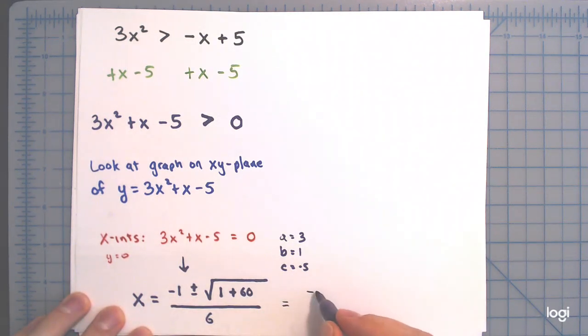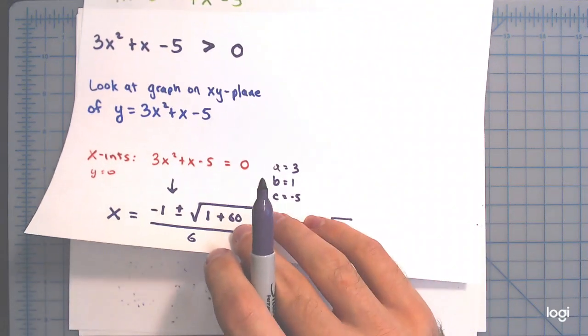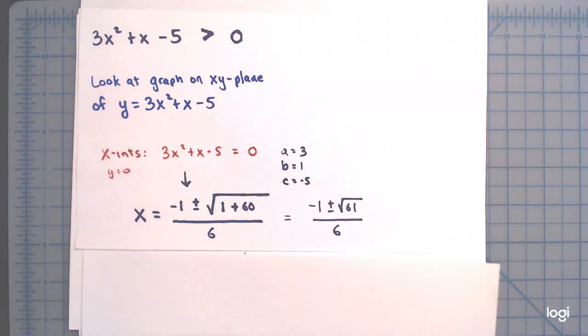Now this is negative 1 plus the square root of 61, or minus the square root of 61, all of that divided by 6. And this is the square root of a positive number, so that's real. These are 2 real solutions. So this has 2 x-intercepts. All right, and I'll write what those are here. And I'll punch them in my calculator to get a nice approximation. All right, but so here are the x-intercepts for this graph.